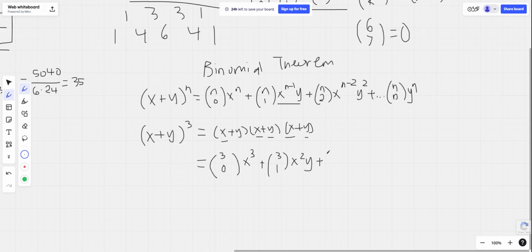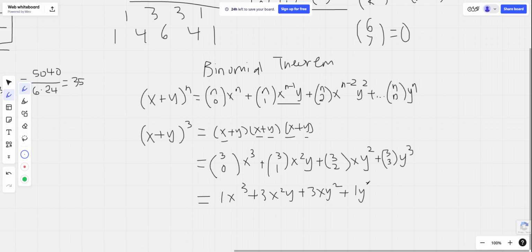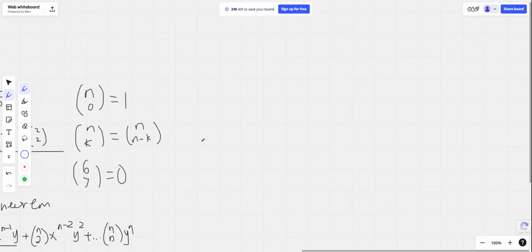And the pattern continues. There are 3 choose 2 ways of choosing 2 y's or 3 minus 2 x's. And finally, there's 3 choose 3 ways of choosing 3 y's, or choosing 3 minus 3 x's. So if you compute the binomial numbers, you get 1x cubed plus 3x squared y plus 3xy squared plus 1y cubed. Okay, let's do a quick example here.